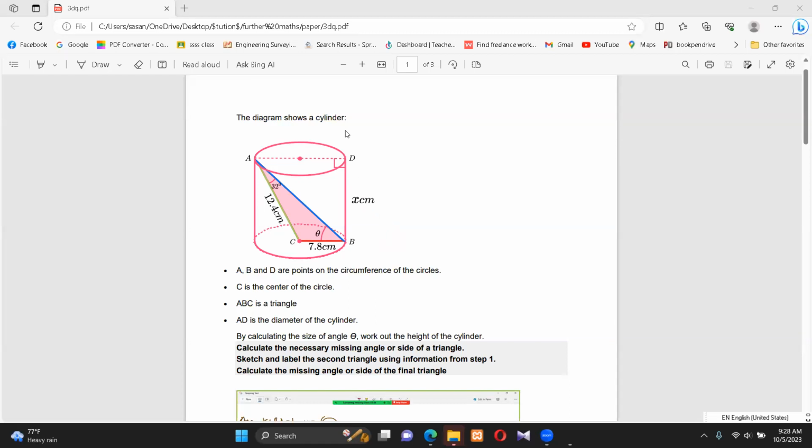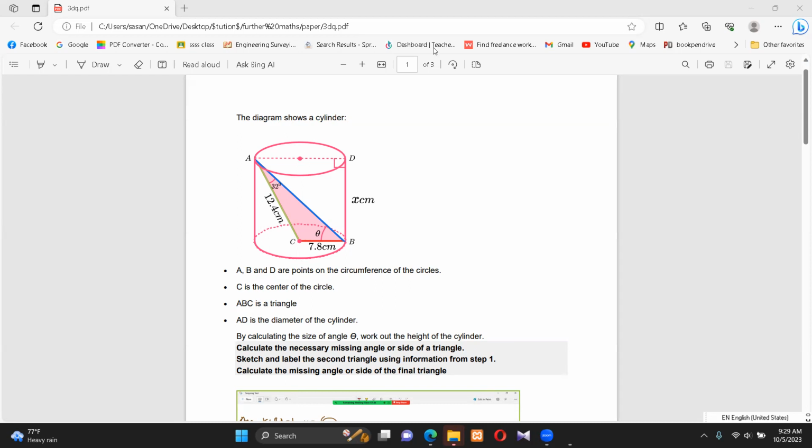The diagram shows the cylinder, right? Points A and B are on the circumference of the circle. C is the center of the circle. ABC is a triangle. Now we can see that ABC must be a line along the vertical plane exactly because when we connect the two center points of the top and bottom surfaces, which are circles, it becomes a vertical line. Exactly, it is vertical with the horizontal circular surface, right?